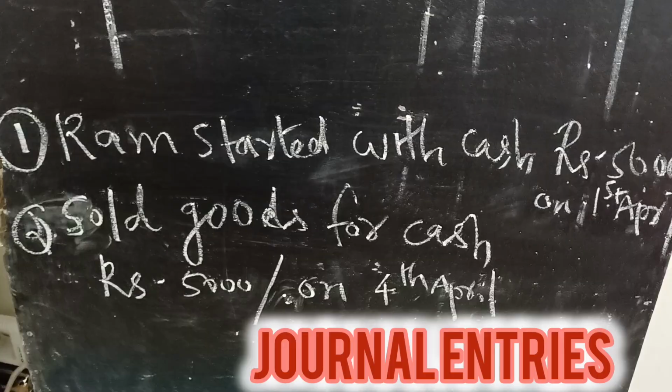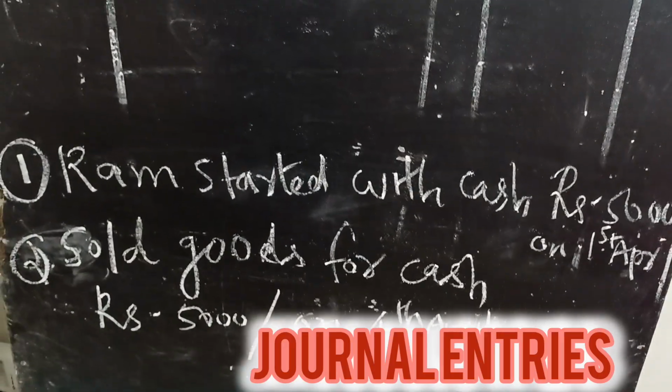Today I am going to teach you how to pass the journal entry according to each financial transaction. As I told, companies first prepare journal entries before preparing all other statements. Only after preparing the journal entry do they prepare the ledger accounts and all other financial statements. So I'm going to start with how to pass journal entries according to the financial transactions.